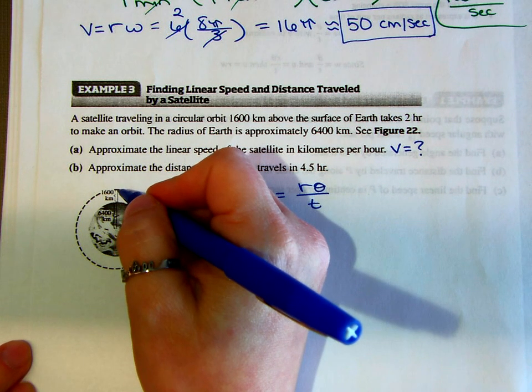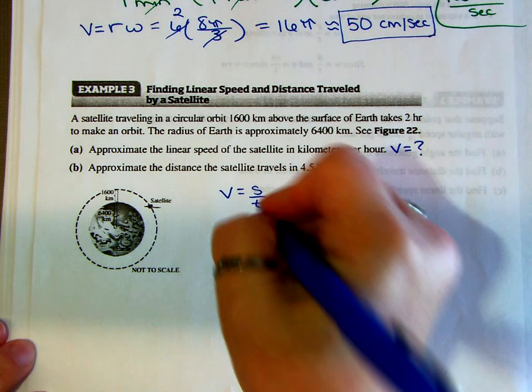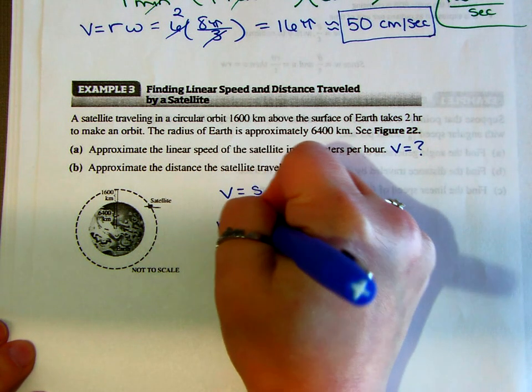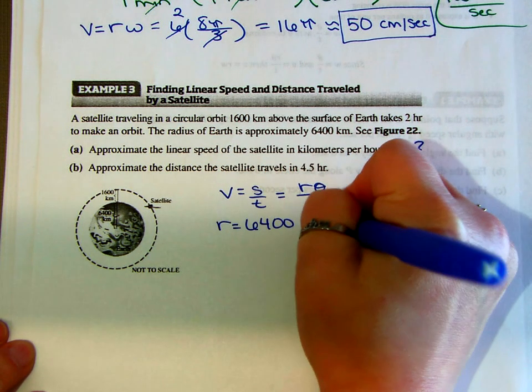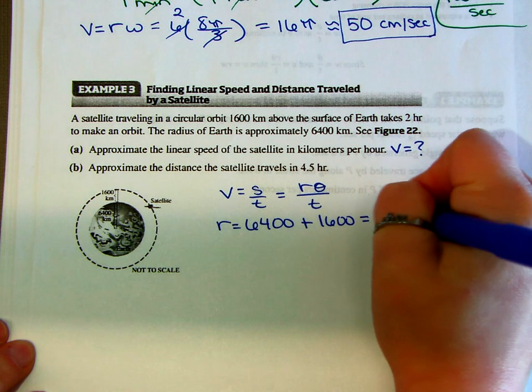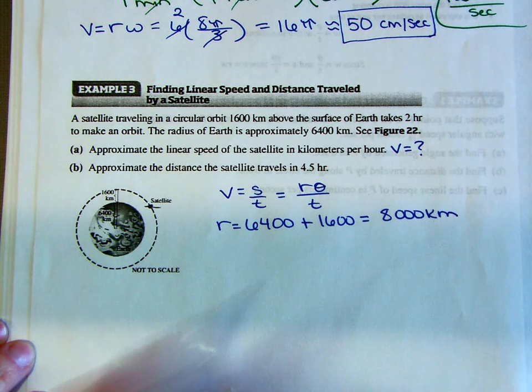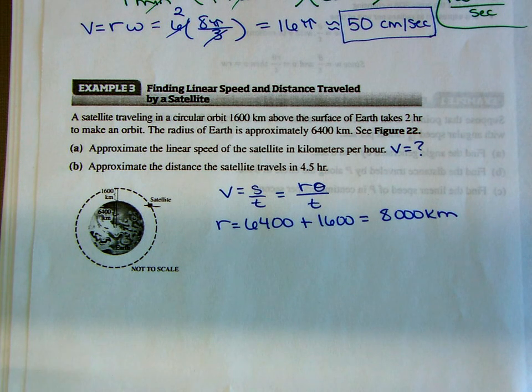So you have to find the radius first by taking 6,400 plus the 1,600, giving us 8,000 kilometers as our actual radius. So we have to be aware that just because they gave us a radius, it's not actually the radius for the satellite.